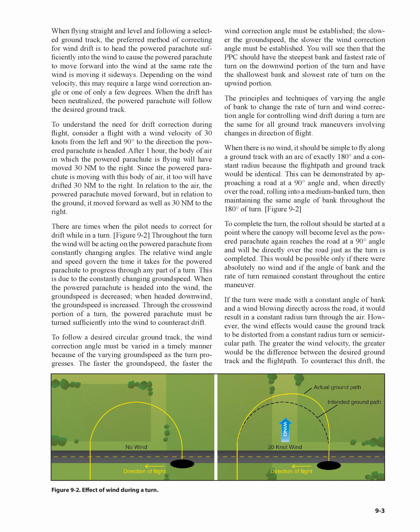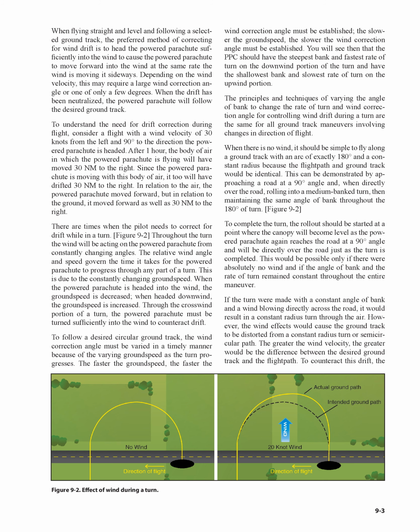The principles and techniques of varying the angle of bank to change the rate of turn and wind correction angle for controlling wind drift during a turn are the same for all ground track maneuvers involving changes in direction of flight. When there is no wind, it should be simple to fly along a ground track with an arc of exactly 180 degrees and a constant radius because the flight path and ground track would be identical.